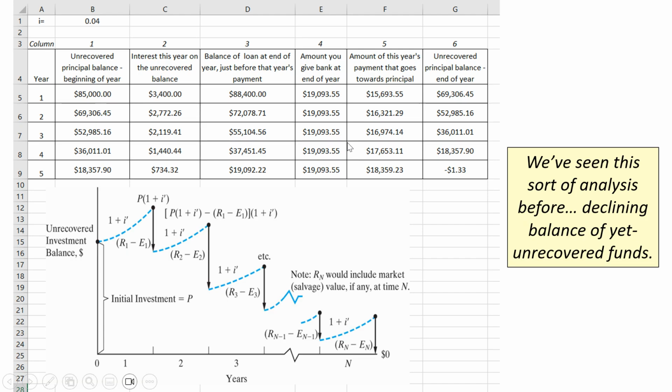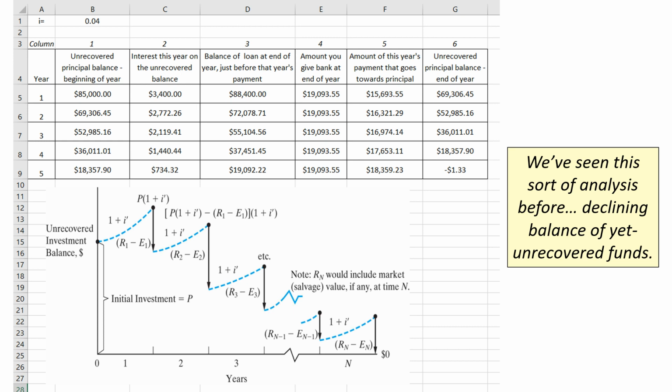So here's an illustration we've seen before. Remember when we did the calculations related to unrecovered investment balance? I think it was that food truck in-class exercise, the picture of the food truck where they were selling those really expensive hot dogs.